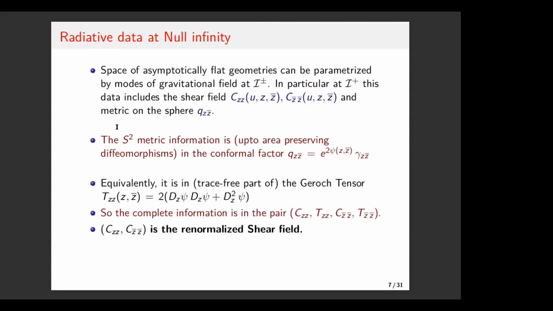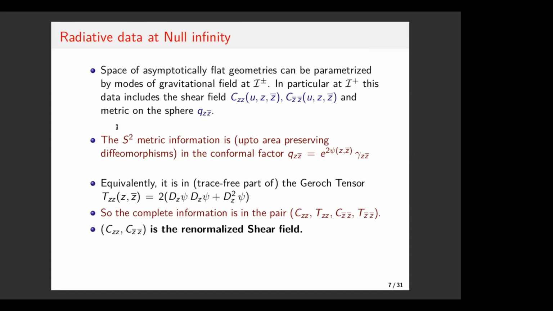So let me start with some brief review, which Miguel already has covered, so I go a bit fast here. We start with the space of all asymptotically flat geometries, and we know by now that this space itself can be parameterized by modes of the gravitational field at null infinity, scri plus and scri minus. In particular, if we just focus on future null infinity, then this data includes what we call the shear field, which has these two components, and the metric on the sphere.